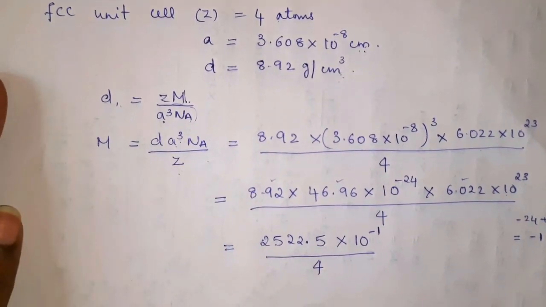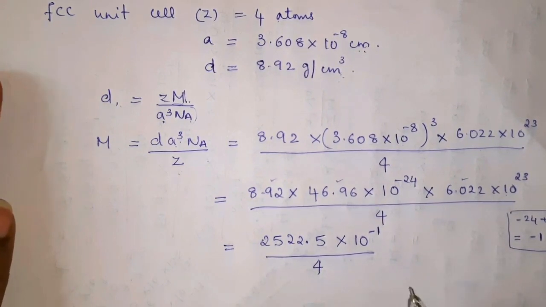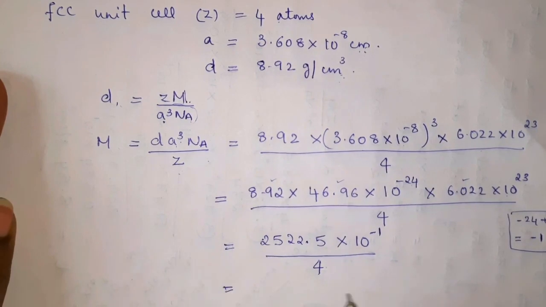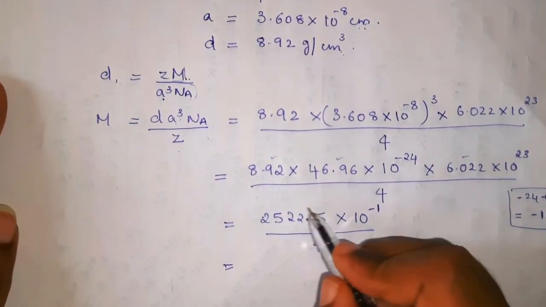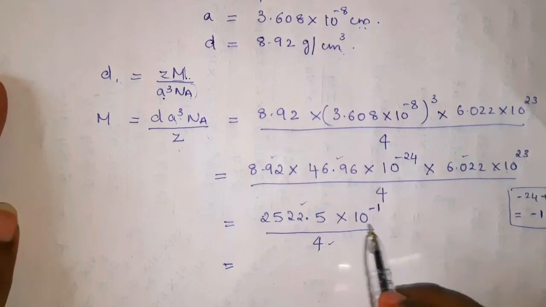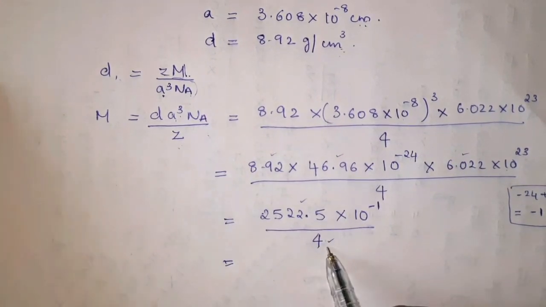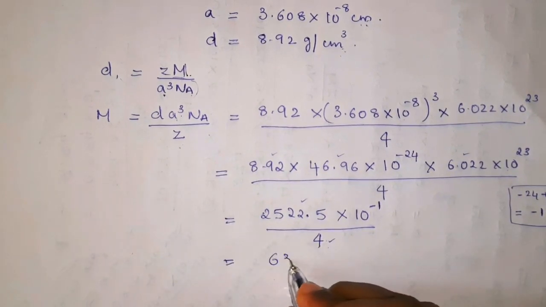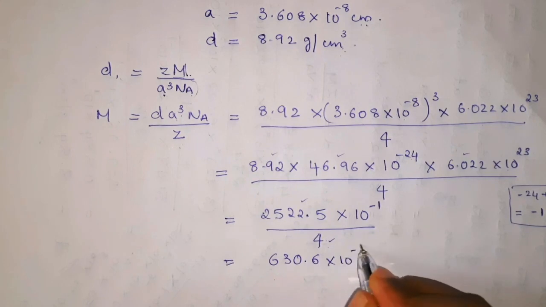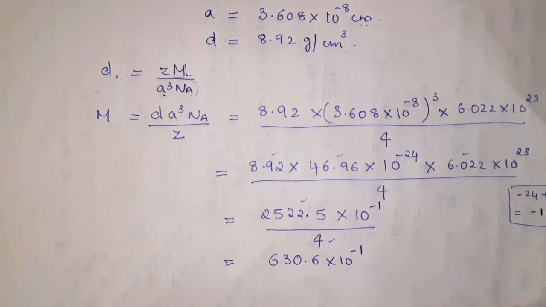Now what you have to do? So this is just a side calculation. Okay, now what you have to do? When you do this divide by, that is 2522.5 into 10 to the minus 1 by 4. Okay, this term and this term you have to do next, that is this number divide by 4. When you do that, you will get the answer as 630.6 into 10 to the power minus 1. This is how you get the answer.